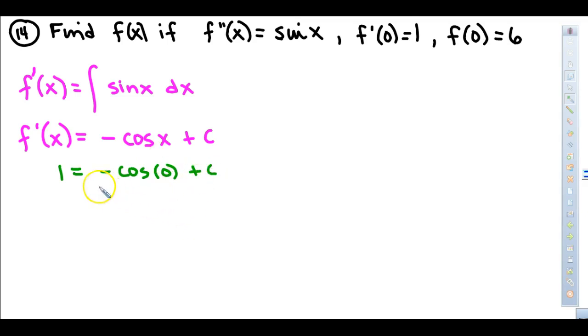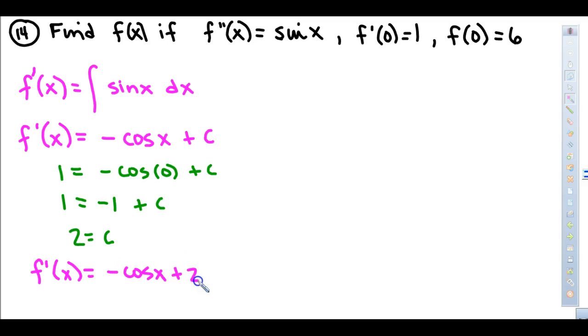So 1 equals negative cosine of 0 plus c. Well, got to know your unit circle. The cosine of 0 is 1. We're going to make it negative. So it'll be negative 1. Add 1, and c is 2. So f prime of x is negative cosine x plus 2.